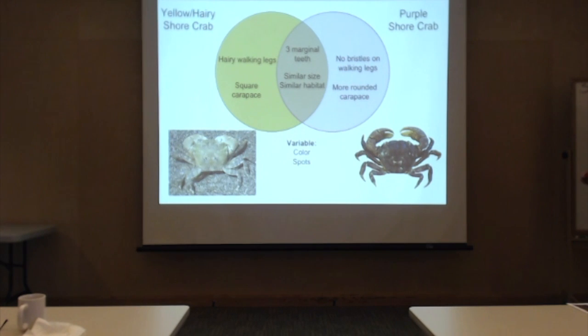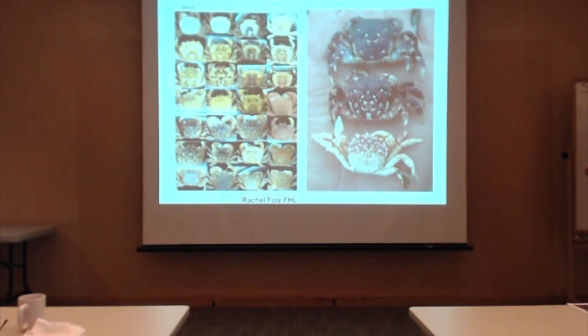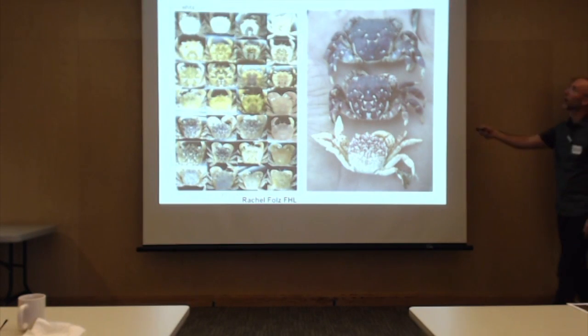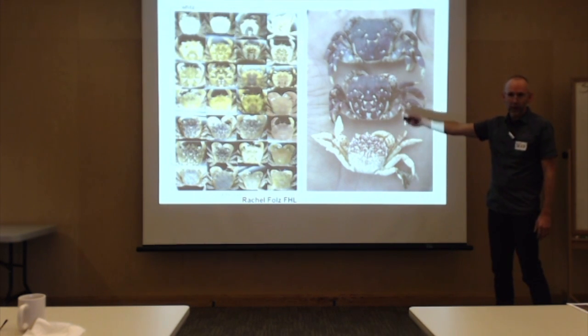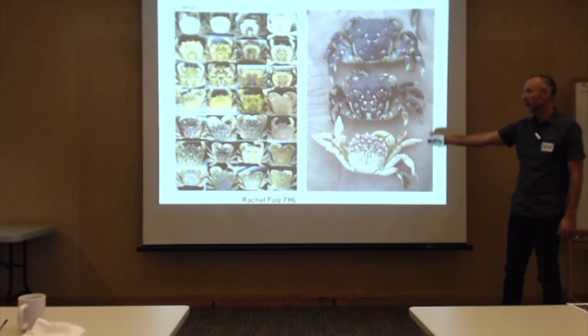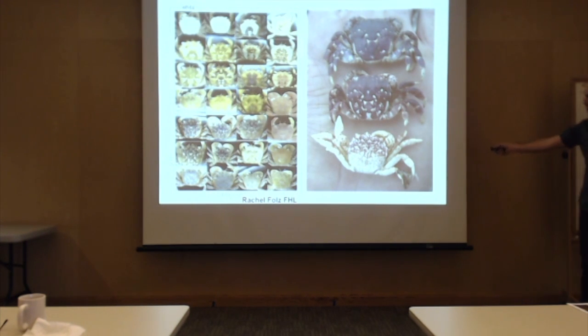And when I say it's pretty variable, I mean it can be really, really variable. These are all hairy shore crabs captured from San Juan Island. So one island, and this is the variation that you see in color patterns. So pretty variable. These are all molts of purple shore crabs, and you can see that if a molt's been sitting out for a while, they tend to bleach out. So don't rely on color.